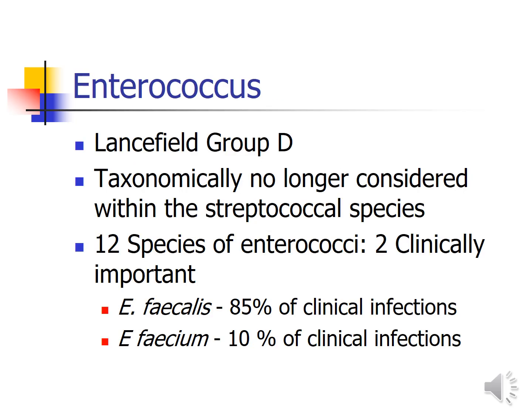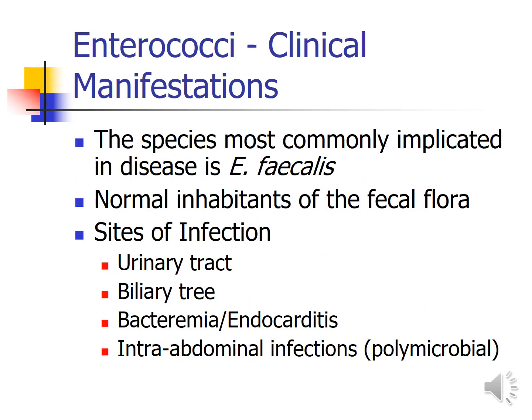Next is Enterococcus. According to Lancefield classification, it is classified into group D. Taxonomically, it is no longer considered within the Streptococcus species. Twelve species of Enterococci are present, among which Enterococcus faecalis and faecium are important. These species are found to be implicated in diseases. They are normal inhabitants of the fecal flora. Sites of infection are the urinary tract and bile tract. Bacteremia, endocarditis, and intra-abdominal infections are commonly caused by this pathogen.